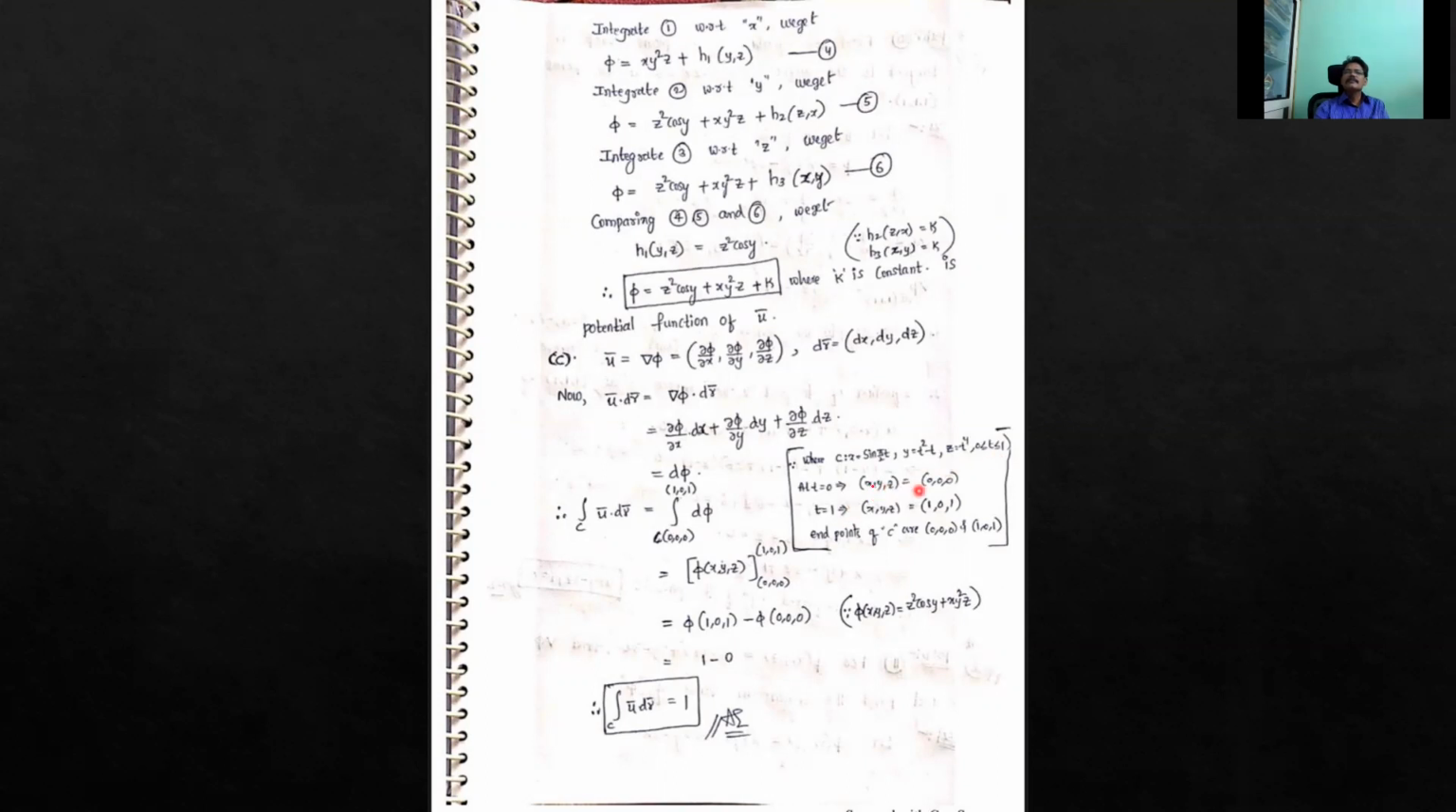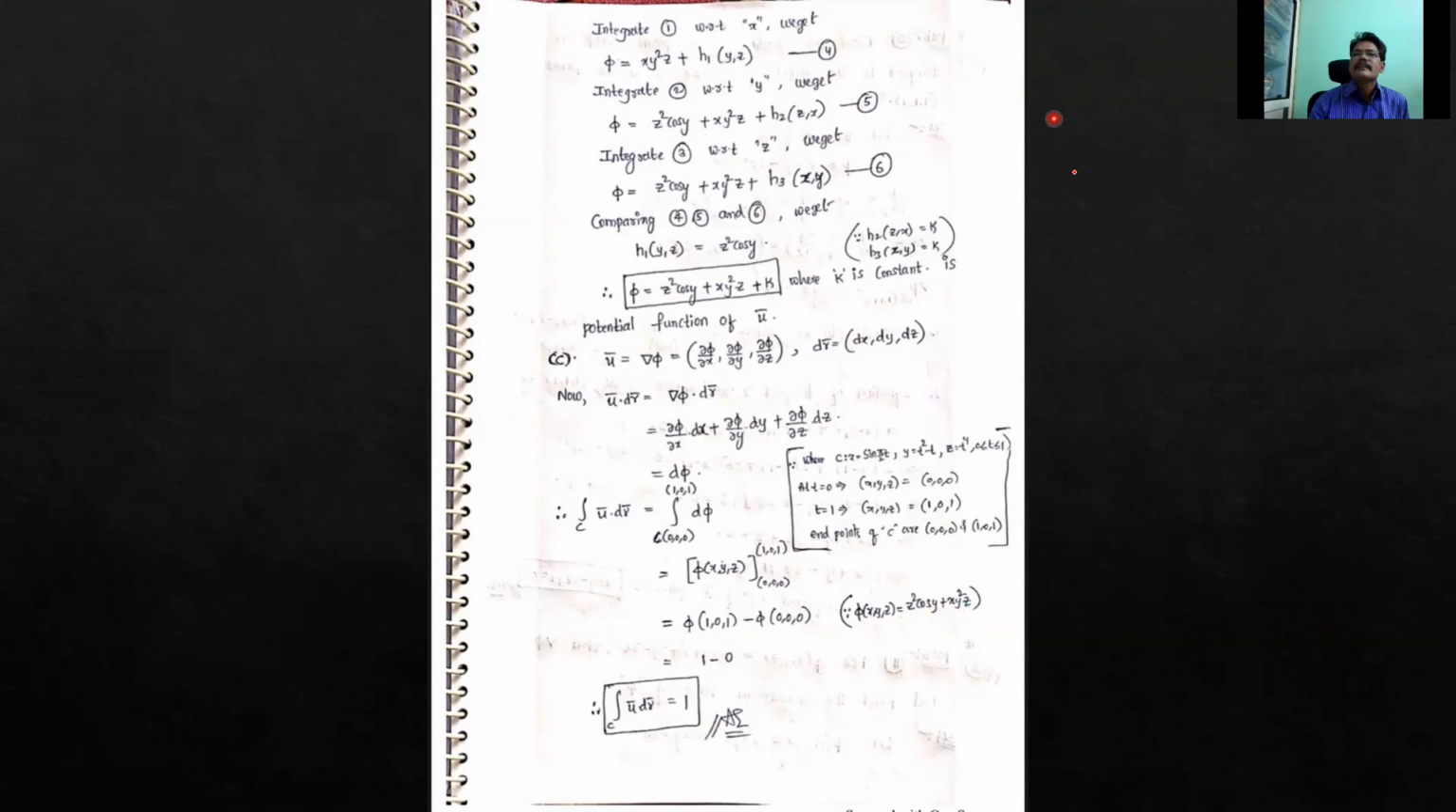At t equals 0, x, y, z equals sin 0, 0 minus 0, 0. This is 0, 0, 0. At t equals 1, sin pi by 2 is 1, 1 minus 1 is 0, and z is 1. So the end points are (0, 0, 0) and (1, 0, 1). Substitute (1, 0, 1) and (0, 0, 0) into phi. So here phi of x y z equals z square cos y plus x y square.